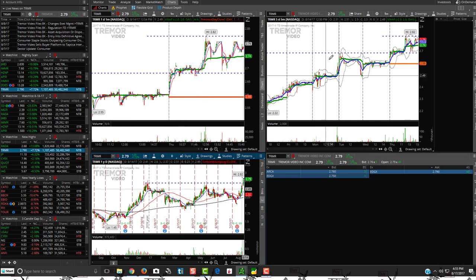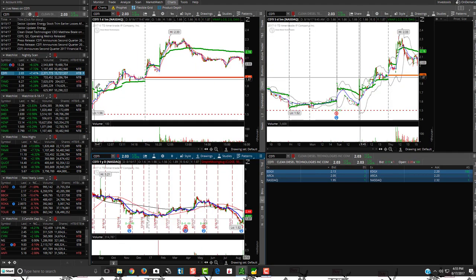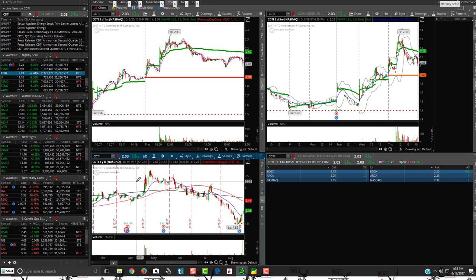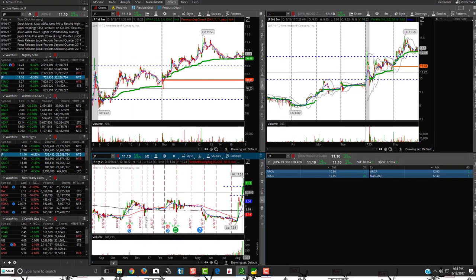So that's the range, kind of it's at its yearly high. So you want to see if it's going to go and break or if it's going to fade back down. So TRMR and CDTI. Not a fan of it. JP. Man, this one's been running up there.